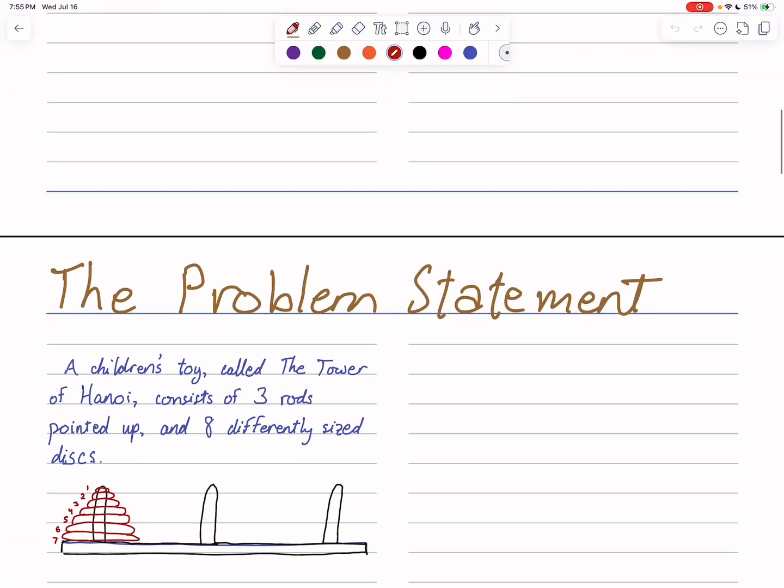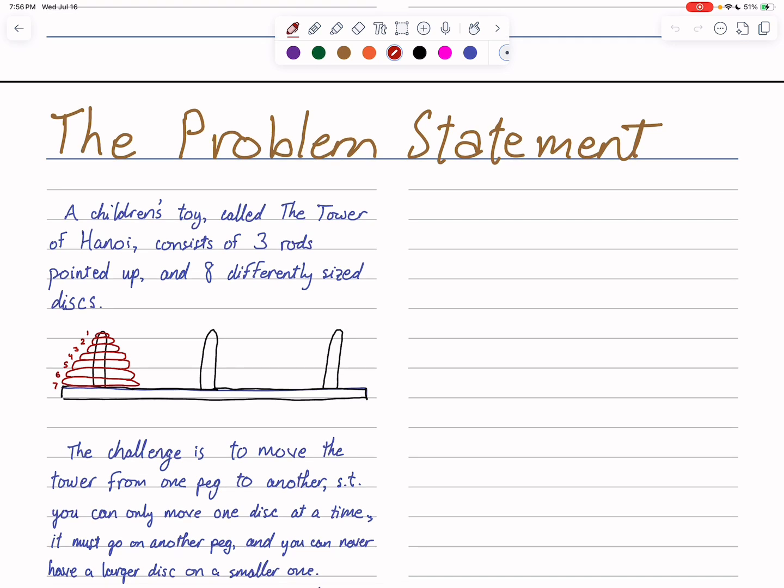So let's start with a description of the problem. We have this children's toy, and it is called the Tower of Hanoi. It consists of 3 pegs, right? So if you think there's like this board, it's got these 3 pegs, or rods, or whatever you want to call them. Each of them are pointing up out of the board. And there are 8 differently sized discs, right? So at the very top is the smallest one, and then bigger and bigger, and so on. Oh, I guess there are supposed to be 8. I drew 7. Oh, well, you get the idea.